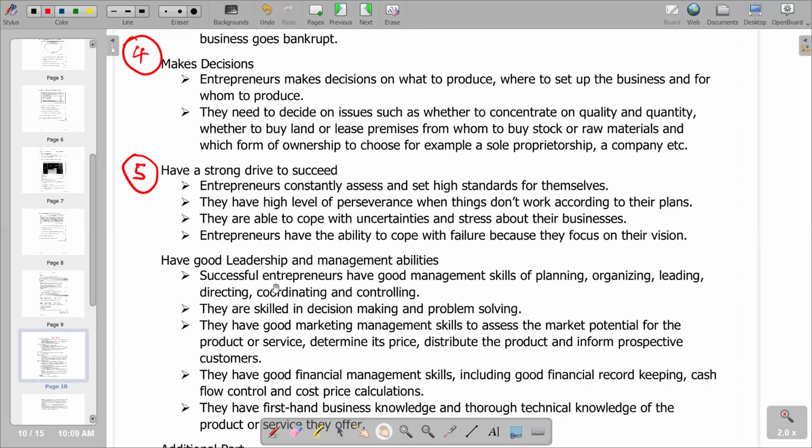Leading, basically, means you should be able to give directions to all the workers that you have at your business. And we should also have management abilities, being able to do the right thing as the business is operating. So the first point is saying successful entrepreneurs have good management skills of planning, organizing, leading, directing, coordinating, and controlling. Those are some of the management skills. They are skilled in decision making and problem solving. So that's the sixth characteristic that we have of an entrepreneur.